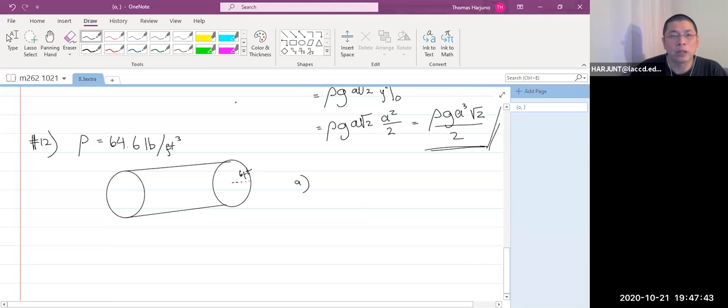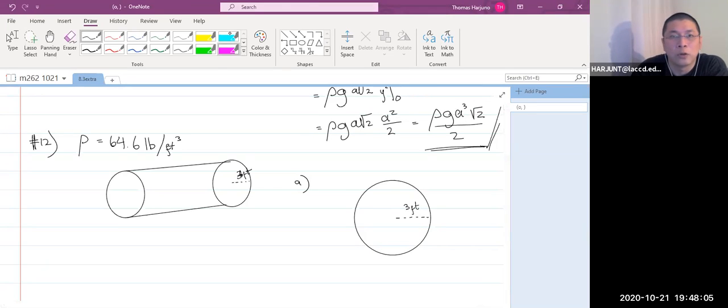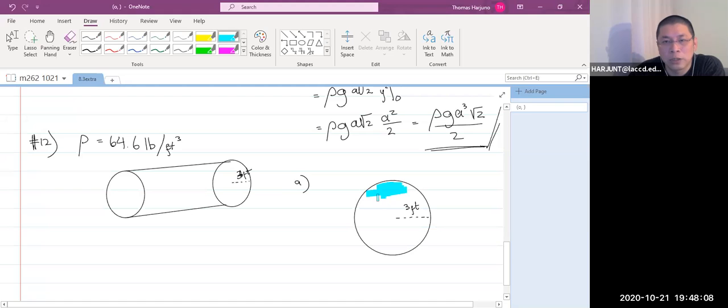So basically we look at that circle. The diameter is 6 feet, so the radius is only 3 feet here. Now you fill it full with milk. The question is then, what is the hydrostatic force of that milk against the end of that truck, whose shape is a circle?